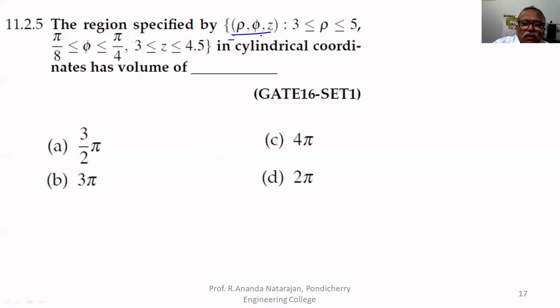This is a cylindrical coordinate. We know the x, y, z coordinates. In the same way, there is the cylindrical coordinate. Cylindrical coordinate means it is like a cylinder. That's why it is called cylindrical coordinate.